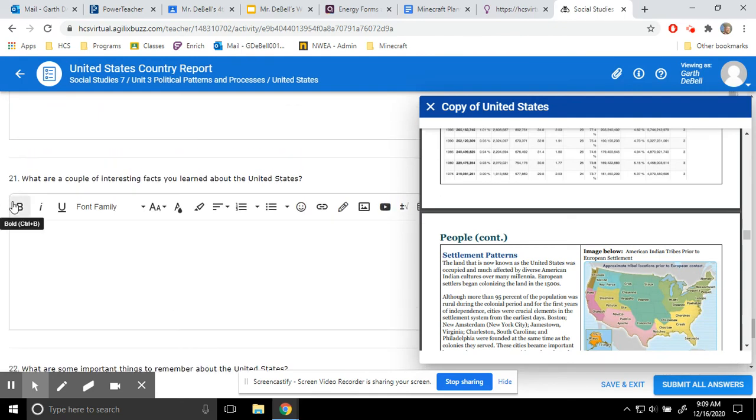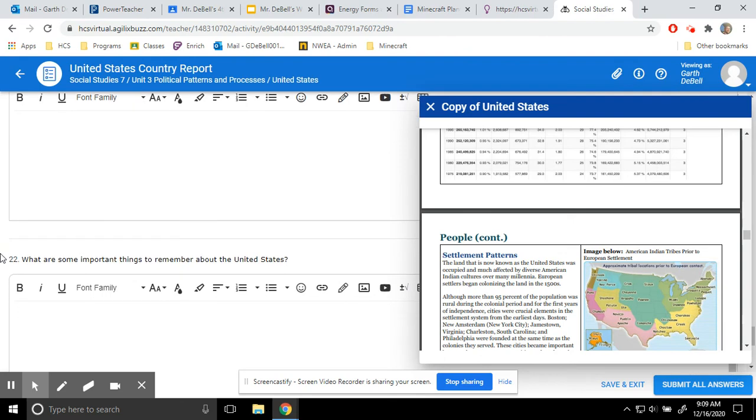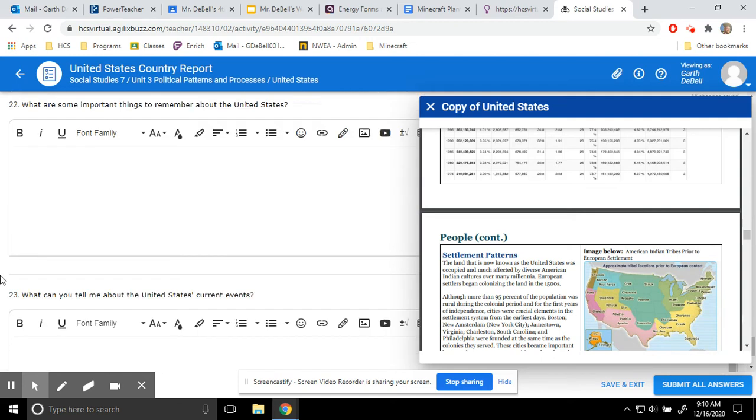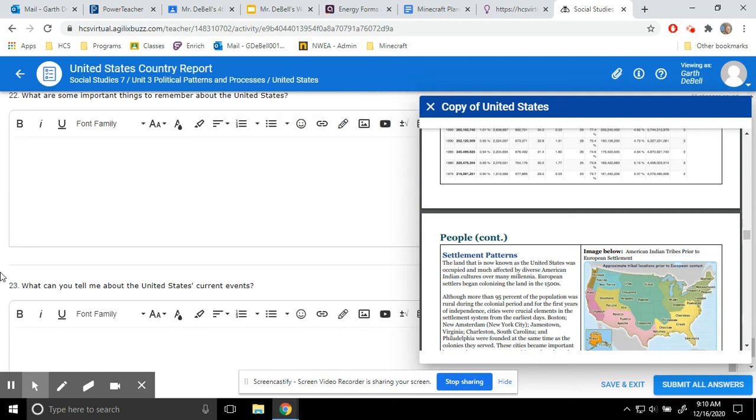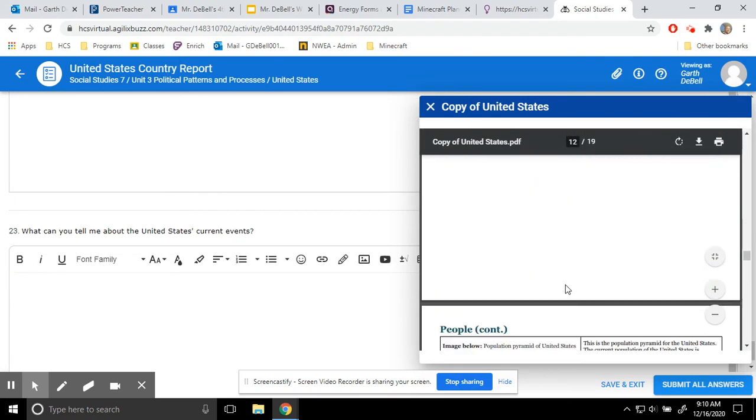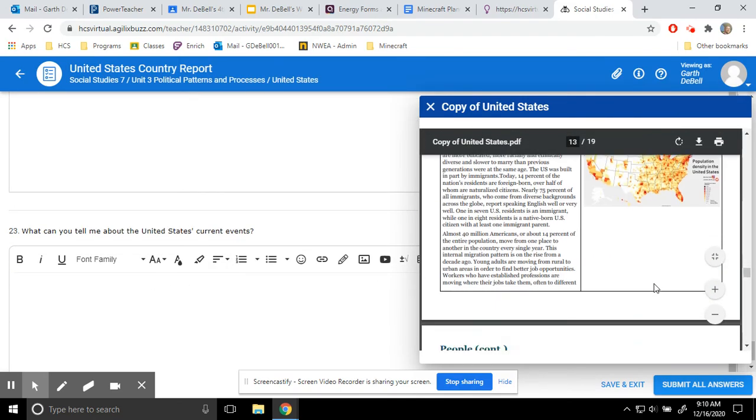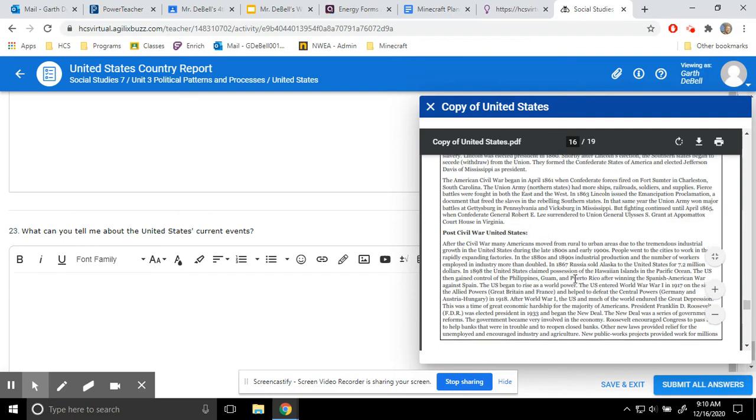What are a couple interesting facts? That's completely up to you. Whatever you thought was interesting, maybe something new that you learned. Couple of important things to remember: out of this, what are a couple of things that you found that were important that you think people need to know? And then current events. I have a lot of people leave this one blank, and I don't really understand why. The current events are right here at the bottom.